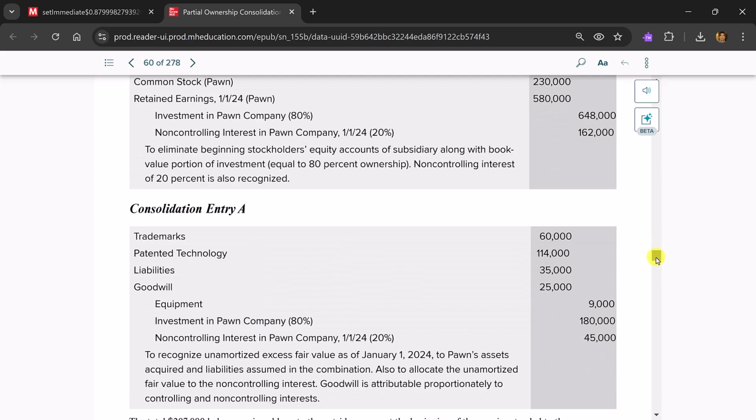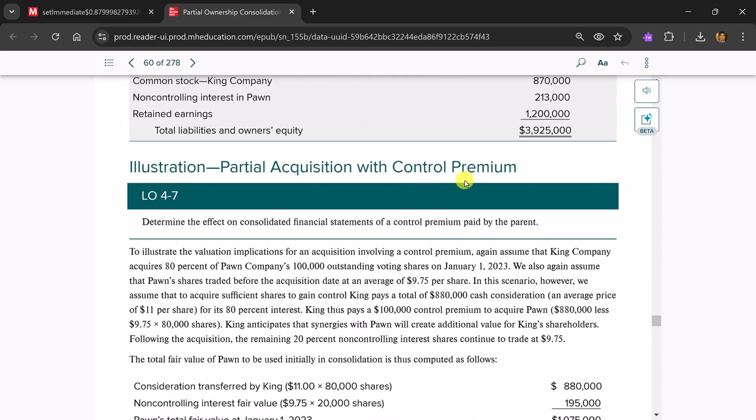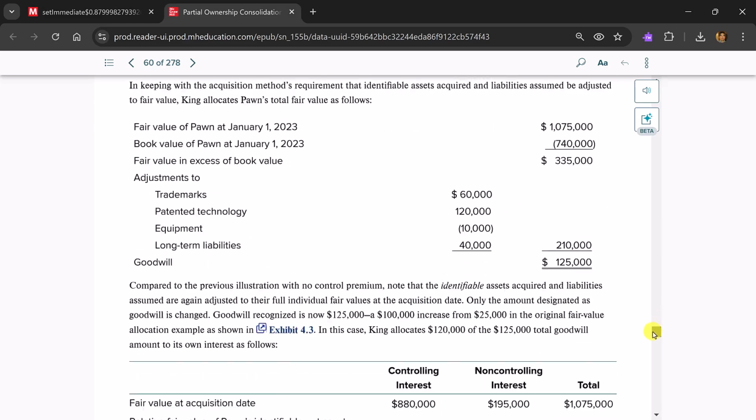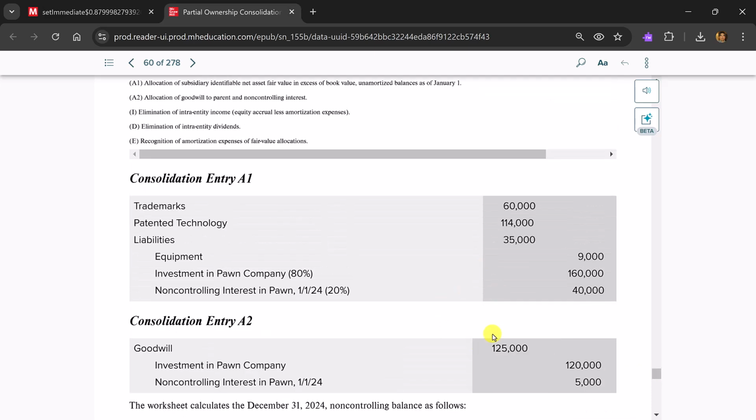What we really are doing is this control premium situation. And in the case of consolidating entry A, we have really two A's. A1, which we're doing right now, 60, 40. We don't have any adjustment to liabilities. In our case, the equipment is more debit, not a credit. And we're going to save the allocation of goodwill for A2. But let's finish off these two amounts. Add up the debits and 60% to Holland and 40% to the non-controlling interests.